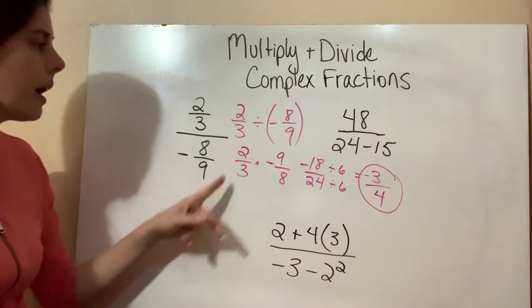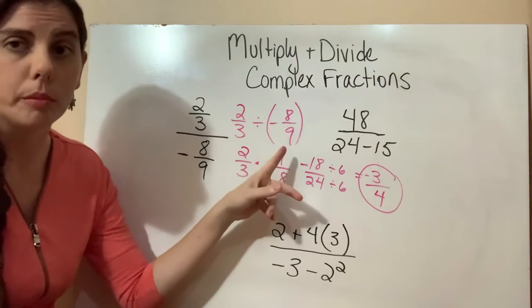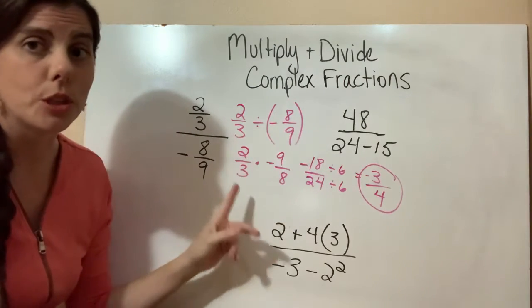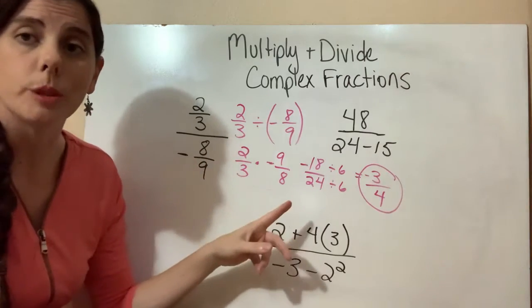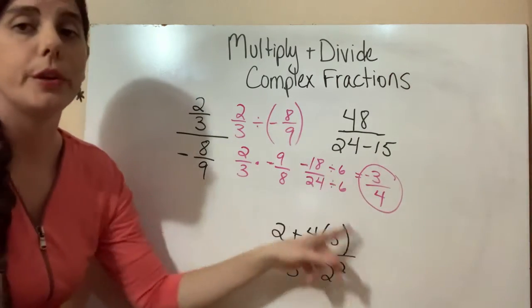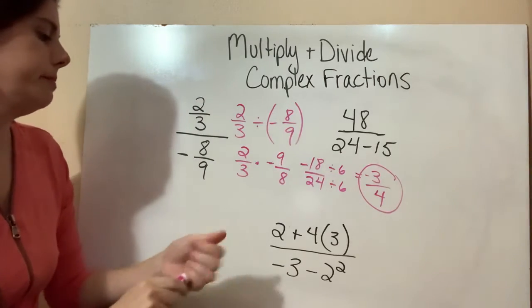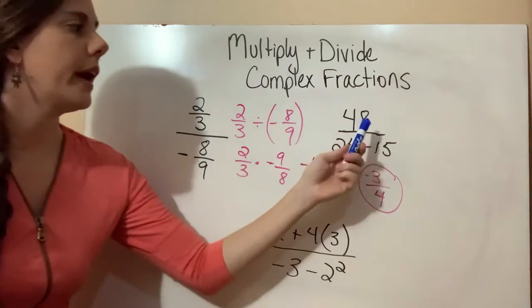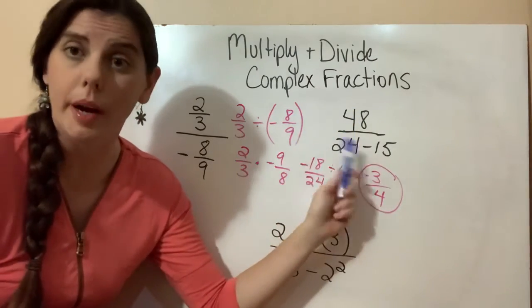So again, we have this scary looking fraction right here. Really, it's just a division problem, and every division problem is really just a multiplication problem. And then we just multiply across the top, multiply across the bottom, and then we reduce at the end. Another one that we might see is where we have a number on the top and then we've got some operations going on the bottom.